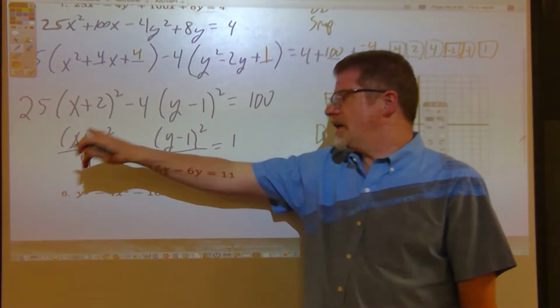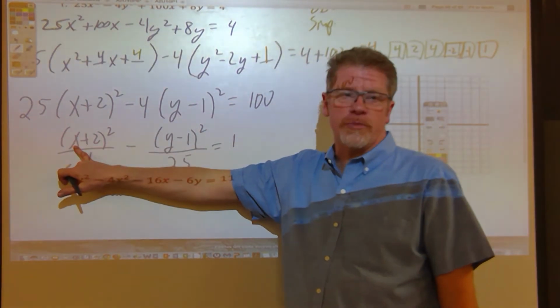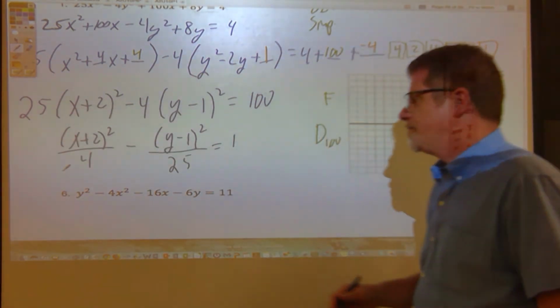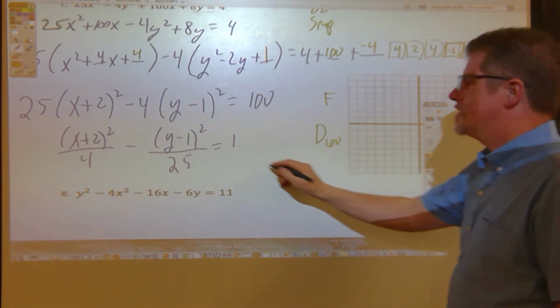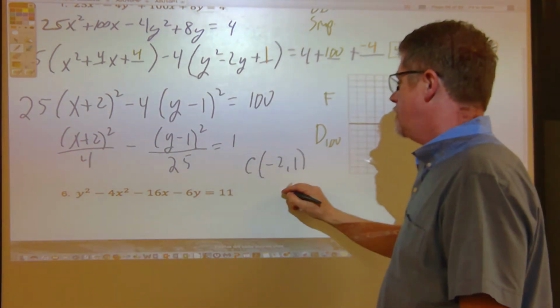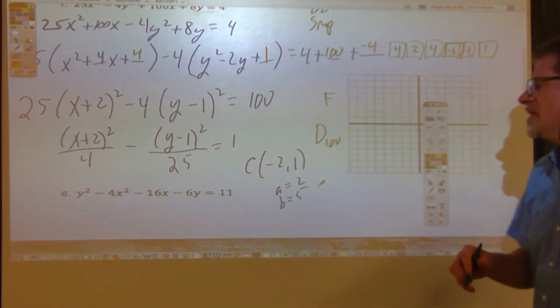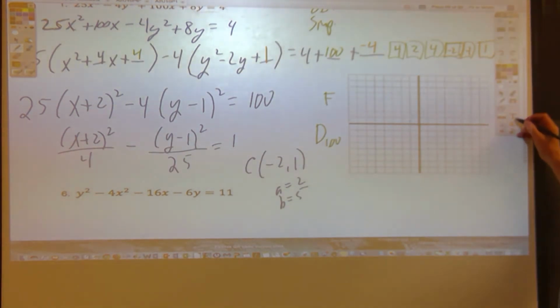Now, this is an x hyperbola, you can tell because the x squared term is positive. When the y squared term is positive, then it's a y hyperbola. So, center it at -2, 1, with a equals 2, b equals 5. See if you can sketch the graph of this x hyperbola.